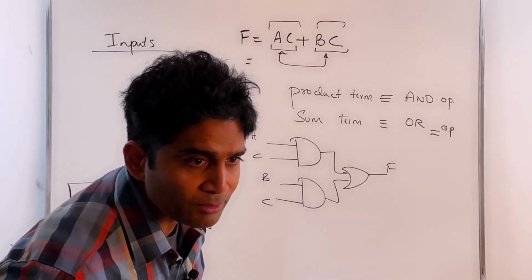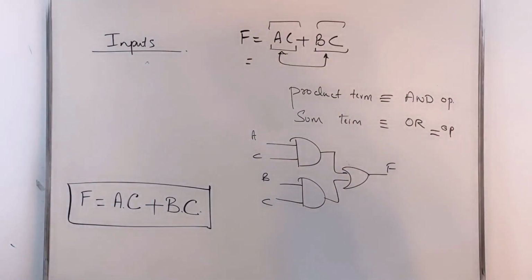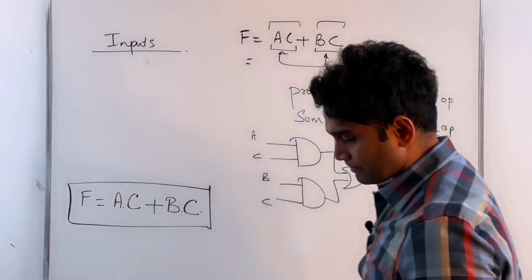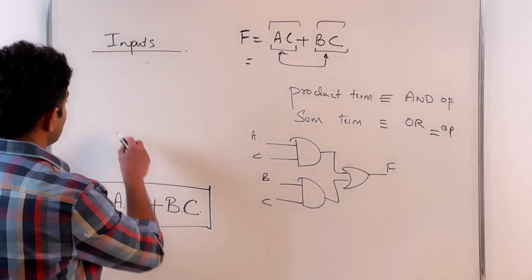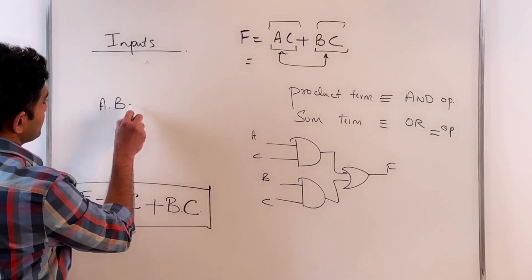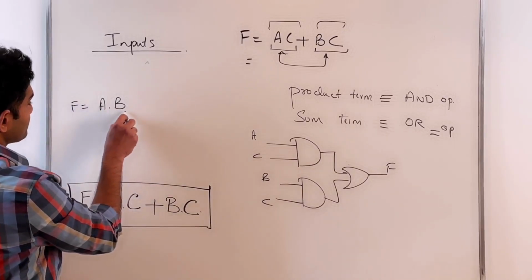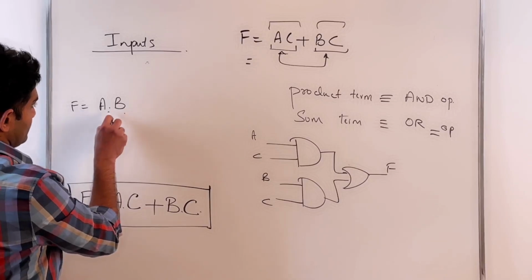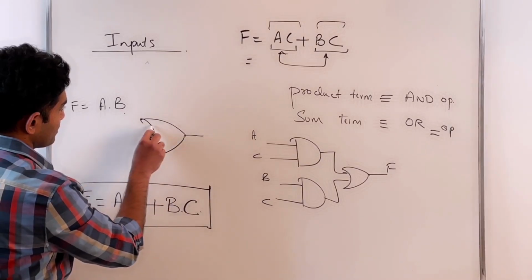Could we do this with one AND gate and an OR gate? So have A or B, and the output of that goes to one AND gate. Can you repeat that? F is A or B? So we have an OR gate, and then the output with A and B attached as inputs.